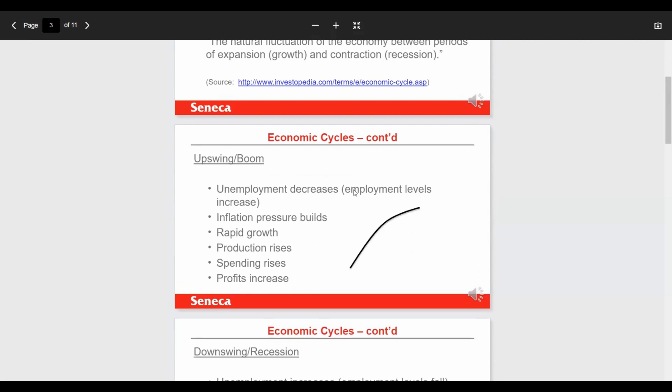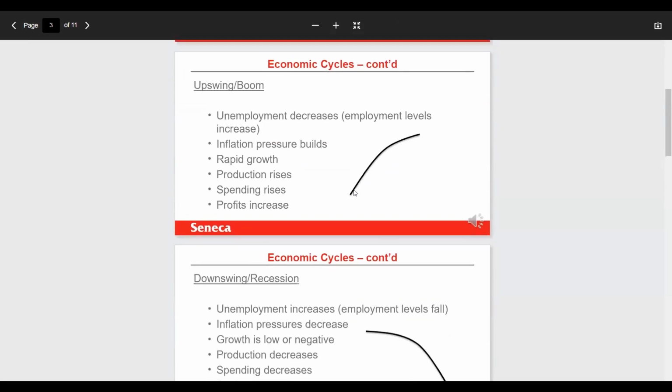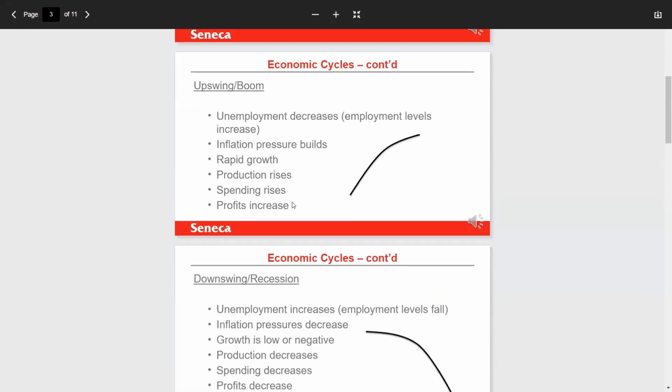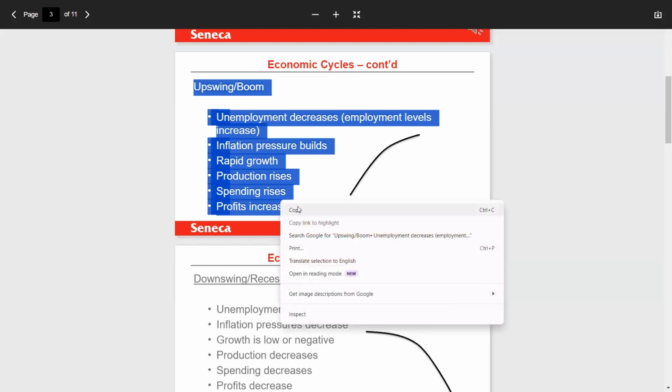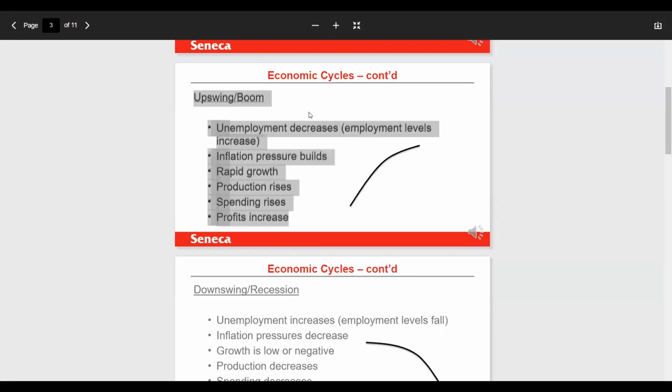Economic cycles continued, upswing/boom. Unemployment decreases, employment levels increase, inflation pressure builds, there's rapid growth, production rises, spending rises, and profits increase. So that's what happens when the economy's growing. All these things happen here. I'll put this in the chat.